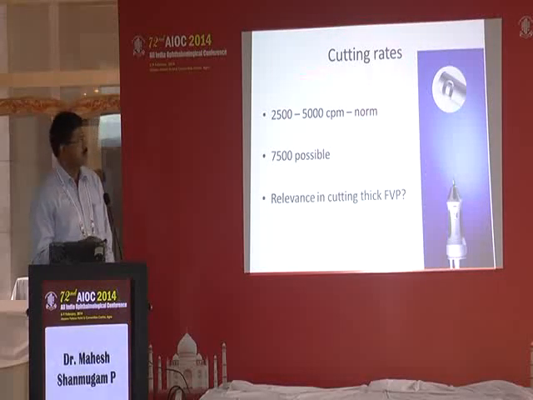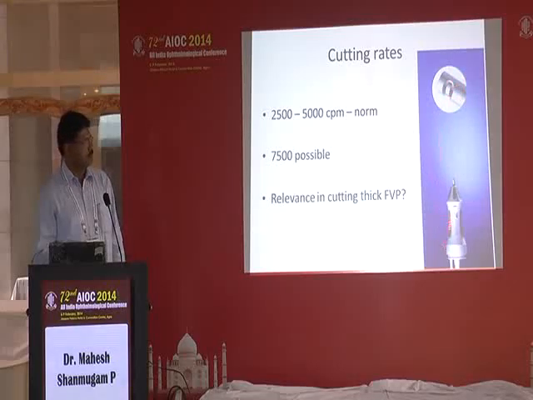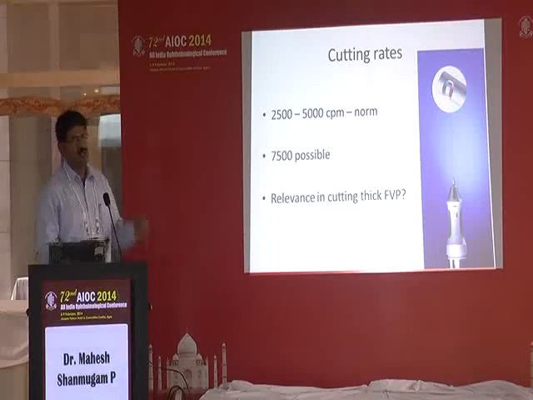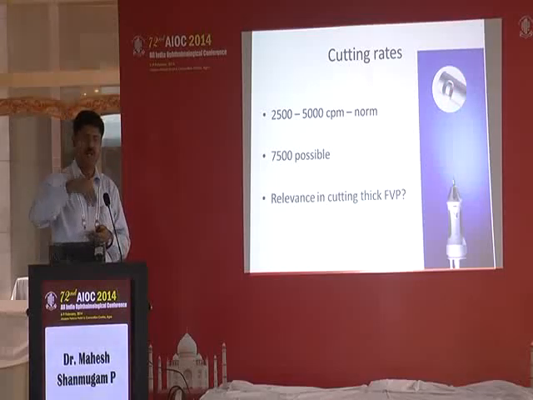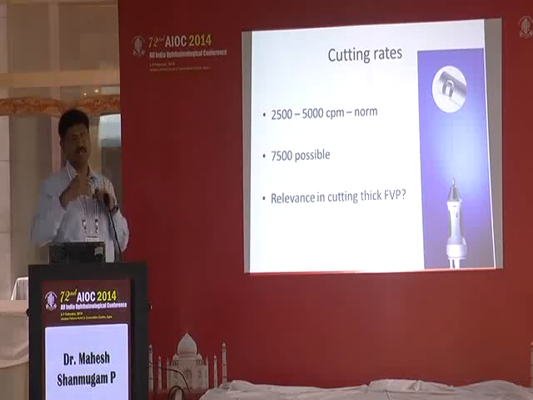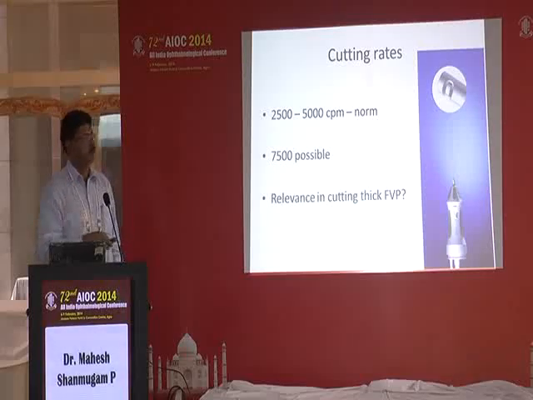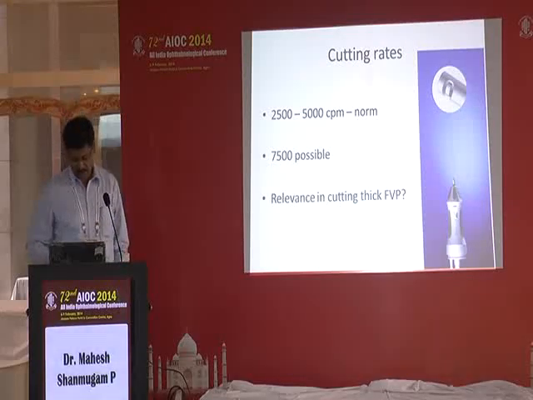Cutting rates, once again, were touched upon. The norm right now is 2,500 to 5,000 cuts per minute; 7,500 is possible. And there is a novel cutter which has come up, called the back tooth, just like the razor blade which we have. Usually the cutter cuts only one end. Here, they have made it cut on both ends. So when it goes down, it cuts, and when it comes up, it cuts, so it cuts twice. This is a newer concept, and the port remains open most of the time. So there is one modification of the cutting rate which has come up now.